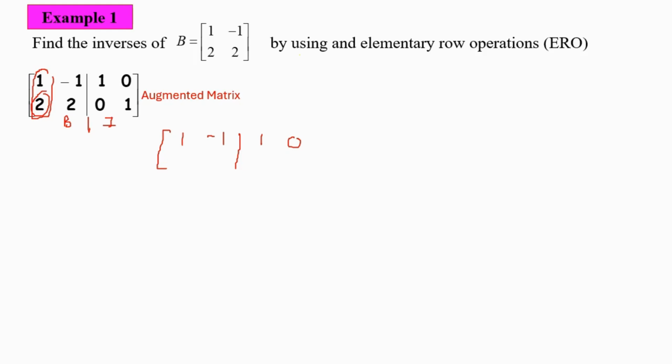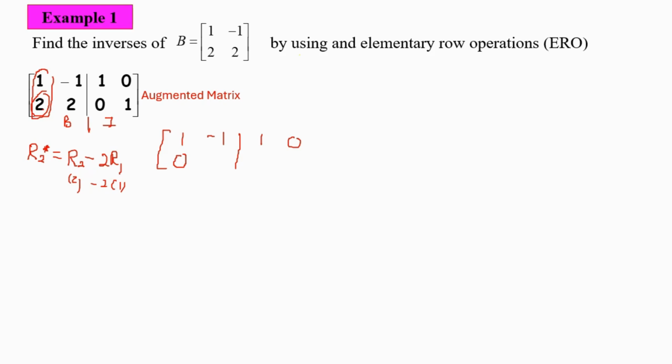What should I do? The ERO process is that I'm going to change my row 2. I use my row 2 minus 2 times row 1. So row 2 is 2, minus 2 times row 1. This means I'm going to get the 0. I do the same process, so I'm going to get 2 minus 2, so I will get 0.